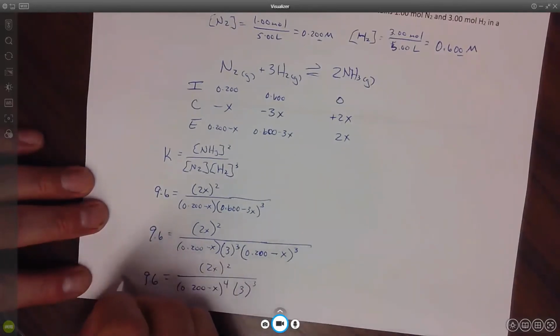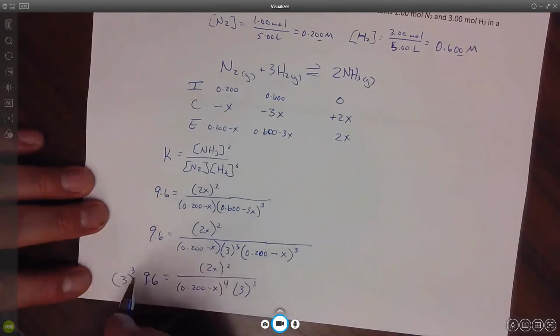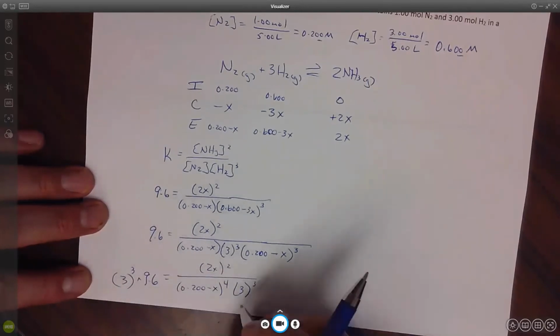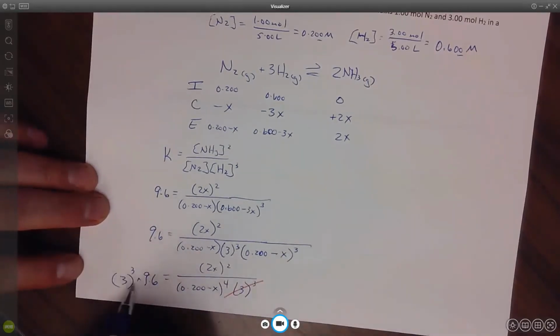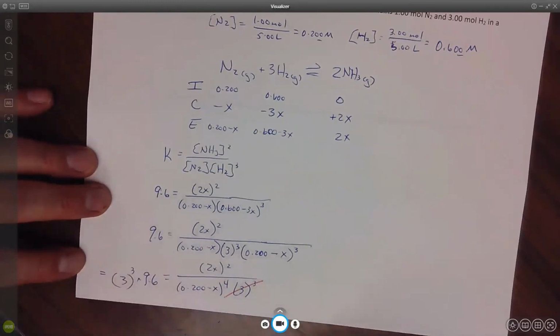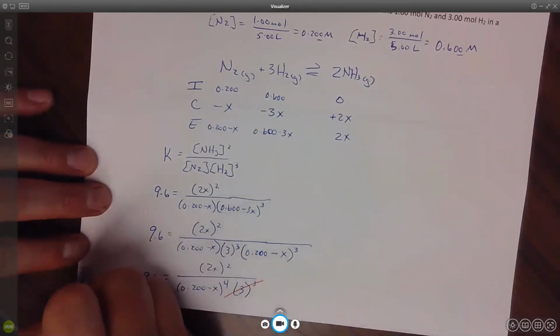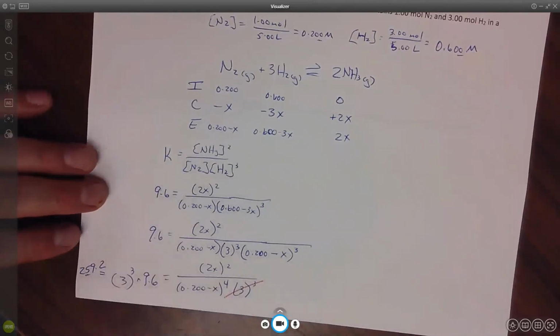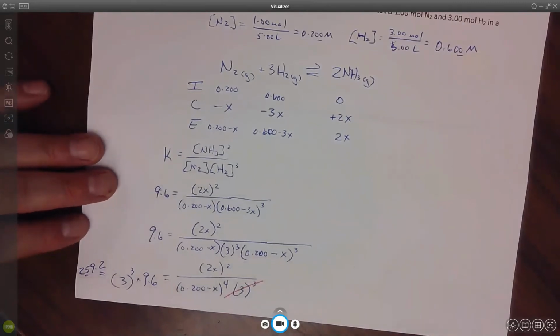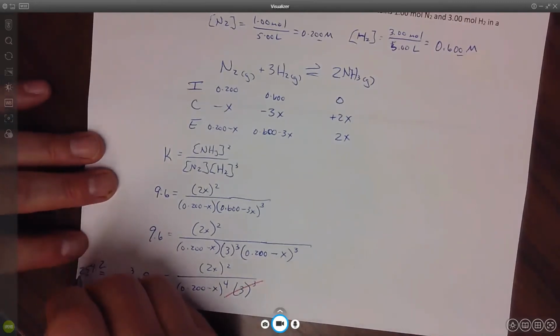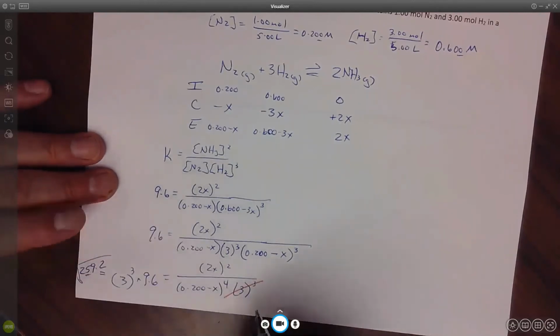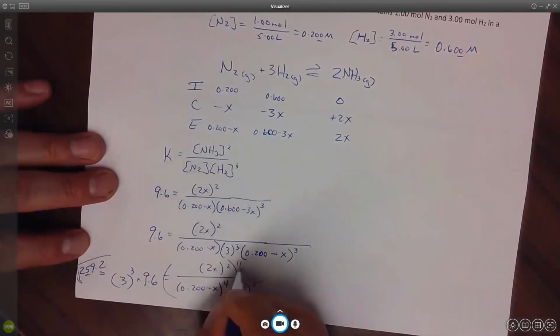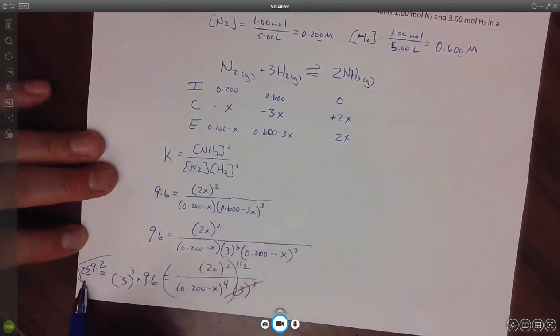So I'm also going to move this over. This is going to be 3 to the third times that. That's going to get rid of that. This value here is actually going to be equal to 259.2, and we have 2 sig figs. The 3 would be exact because we took it out. So now I'm going to take the square root of both sides, which you could write this way, or you could say it's raised to the 1/2. They mean the same thing.